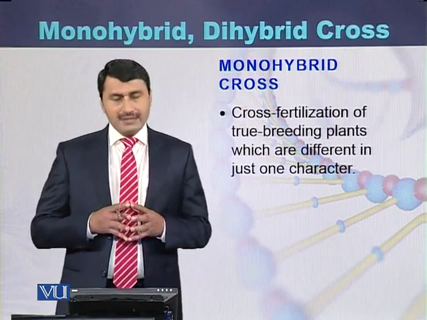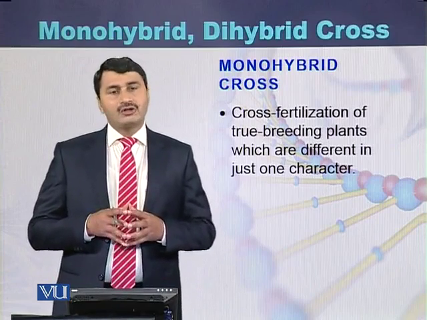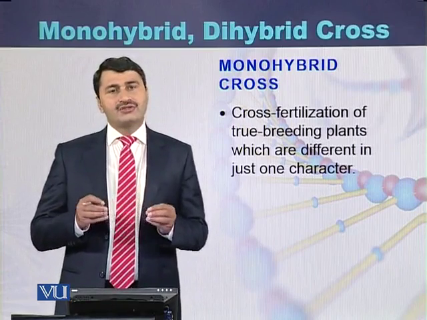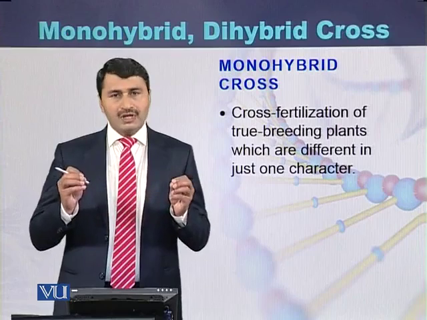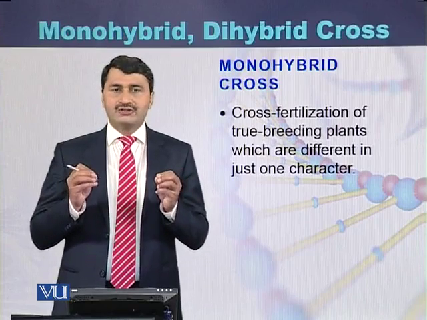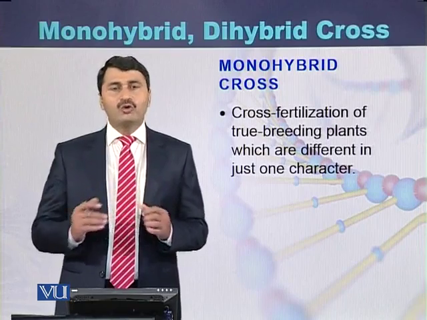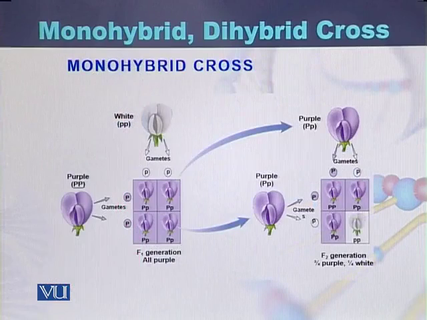Monohybrid cross describes the cross fertilization of two true breeding plants that differ in just one character. If two plants differ in just one character, such a cross is called a monohybrid cross. Here, if we take the example that there are two types of plants, one plant is producing purple color flowers and the second plant is producing white color flowers.